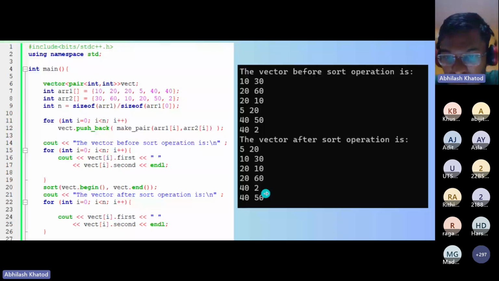But here comes one problem. What if I don't want 20, 10, 20, 60 like this? I want 20, 60 to be above 20, 10. Can I do it? Just try to think.